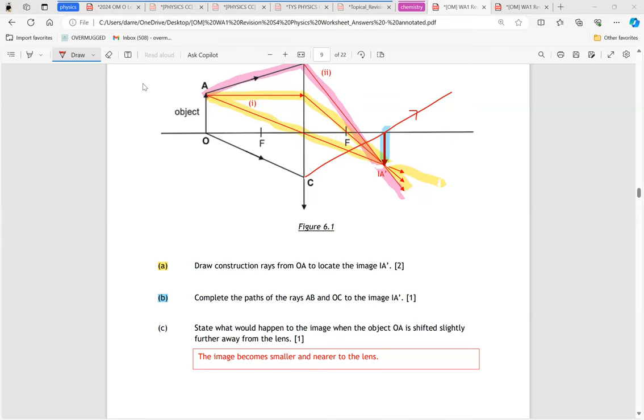And in fact, it will form nearer to the lens. So those are the two changes that will occur. Now, similar triangles. Now you know a secret, guys.